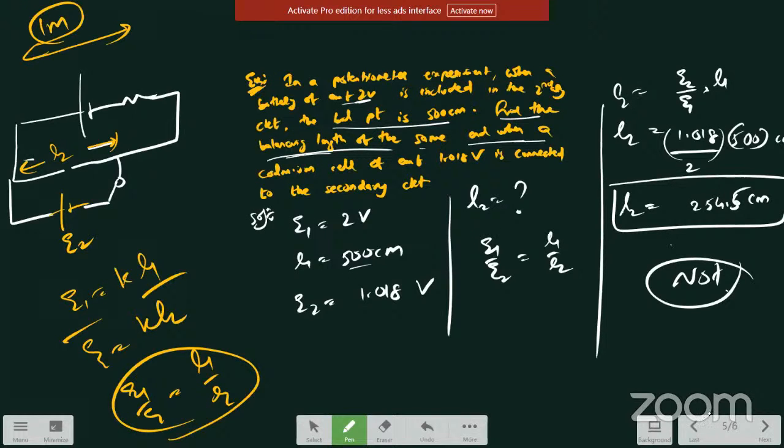I have just now repeated for you. Initially E1 is connected and I found the balancing length to be L1. Remove the first battery and connect the second battery E2, and we found the new balancing length as L2. If I take their ratio, I'll find the new balancing length L2. That's it, very simple. And this is a CET level question.